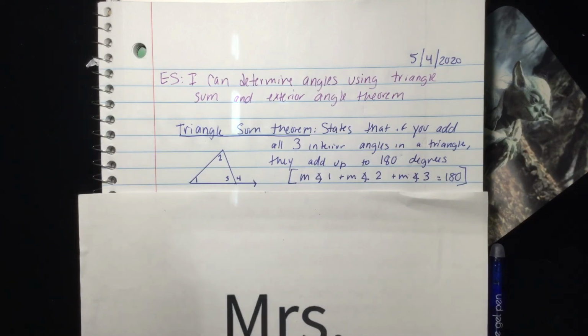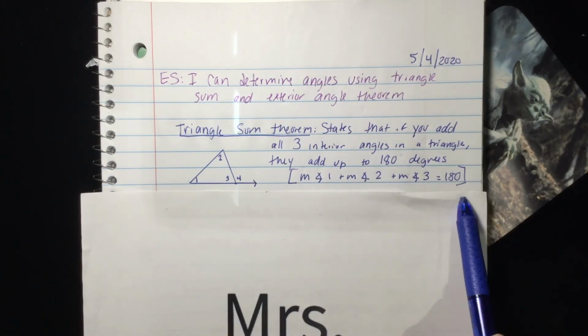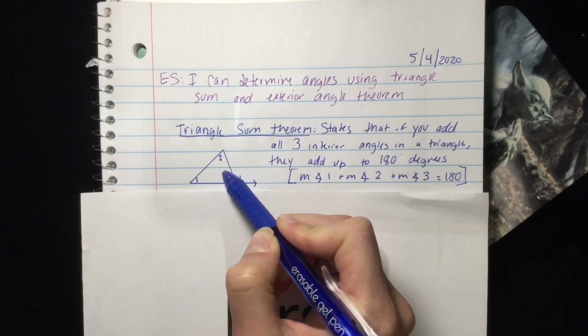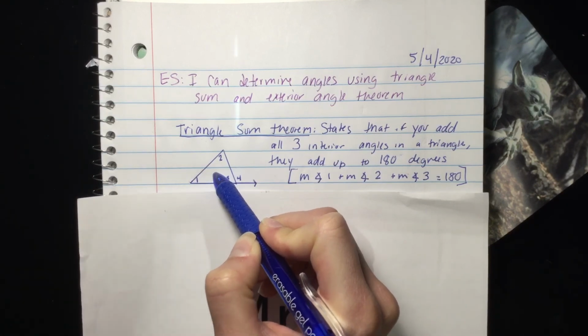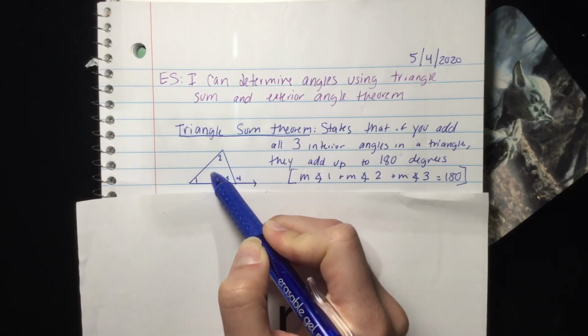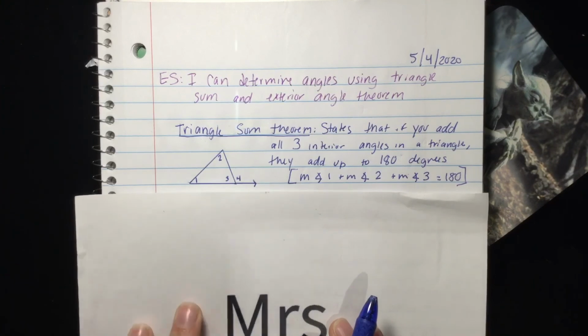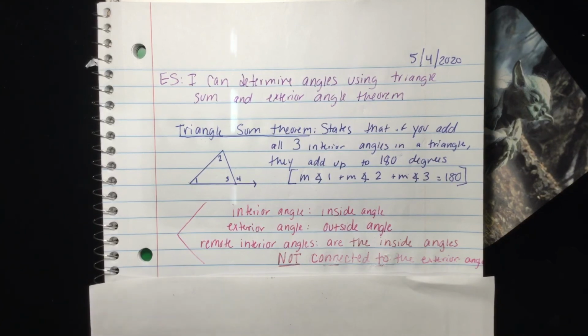Okay, so the triangle sum theorem states that if you add all the interior angles in a triangle, they add up to 180 degrees. And algebraically, that looks like angle 1 plus angle 2 plus angle 3 equals 180. So all these that are inside the triangle are equal to 180. Any triangle. It could be obtuse, acute, whatever. Any triangle equals 180. That's really important.